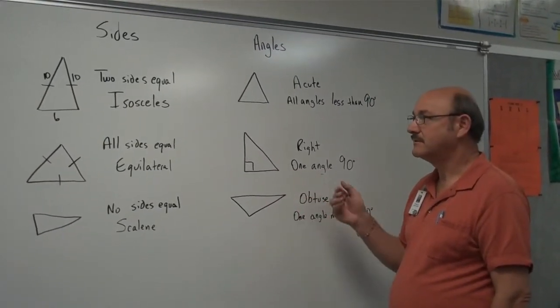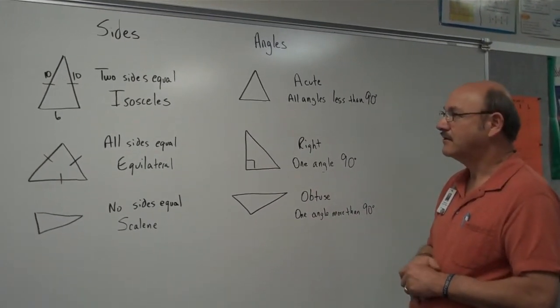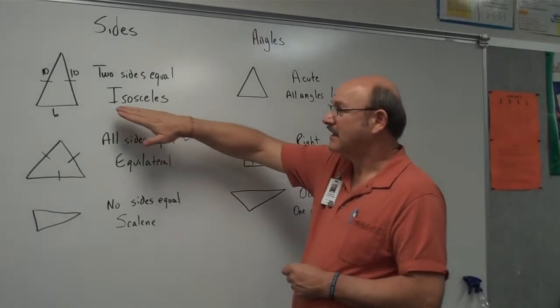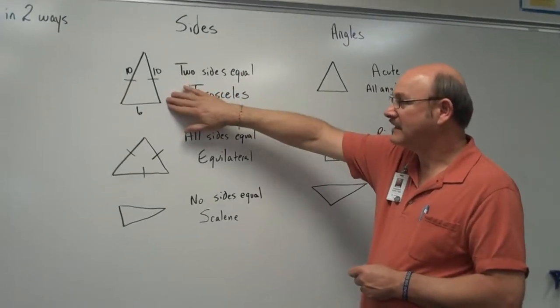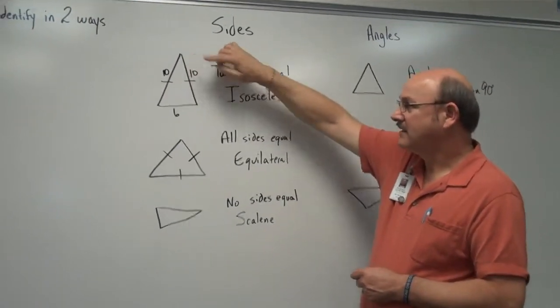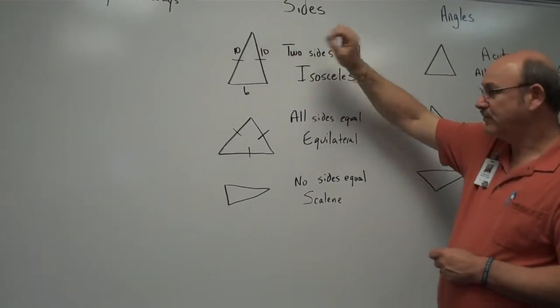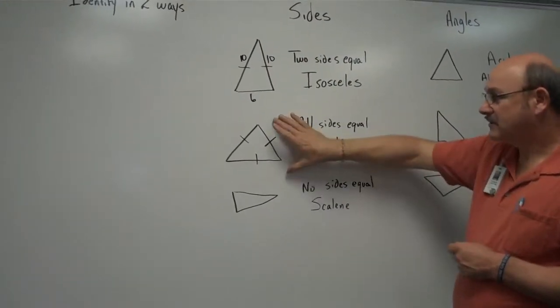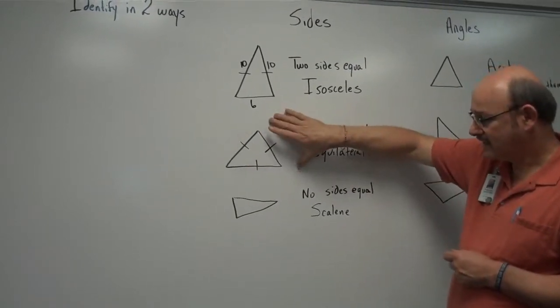Now, generally, when they do these, they will ask you to classify them both ways. So this would be like an isosceles acute triangle, because it's an isosceles by its side. All the angles are less than 90, so this is also an acute angle. It's an isosceles acute. This would be an equilateral acute, because all the angles are less than 90.